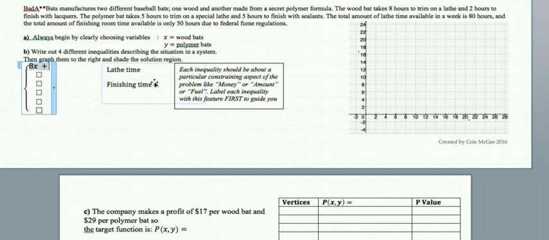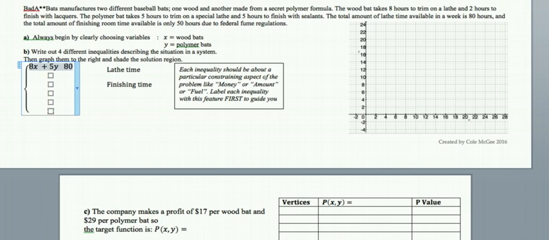How much lathe time did the polymer bats take? I think they were 5 hours for each one. So that's the amount for each wood, that's the amount for each polymer. And then how many hours did we have on the lathe? I think we only had 80, so stick an 80 in there.